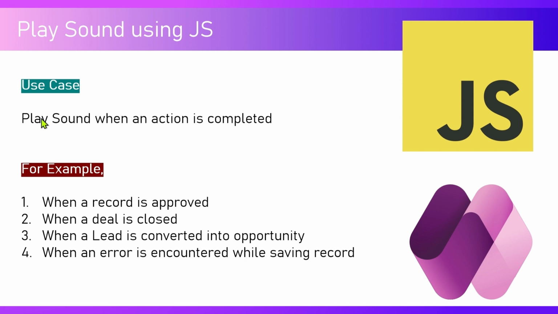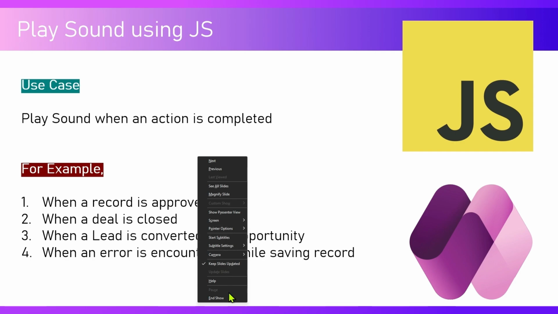Say, for example, if you have a CRM application and you have a lead, if the lead is converted into an opportunity, or if a deal is closed, or if a record is approved, or when an error is encountered while saving a record, let's play a sound to the user just to alert them, or maybe put some celebratory audio around that particular action. So if that is the case, how do we go ahead and do that in JS?